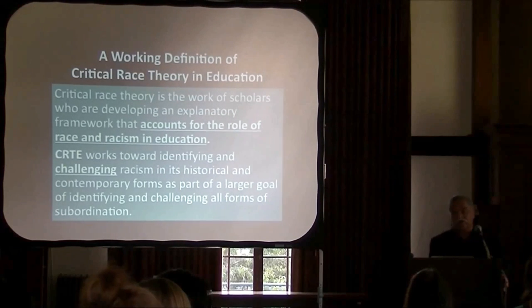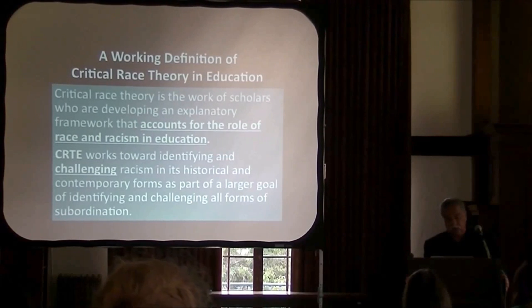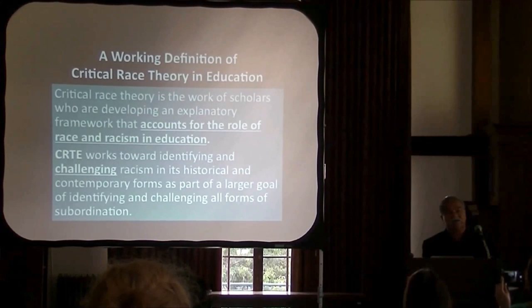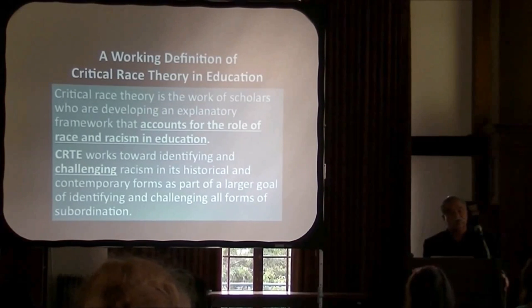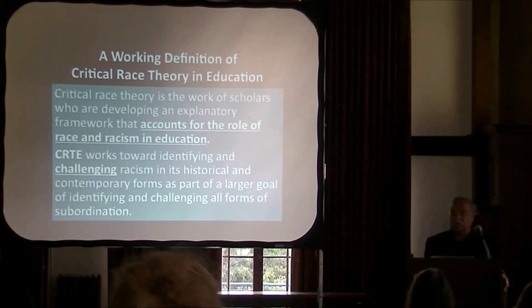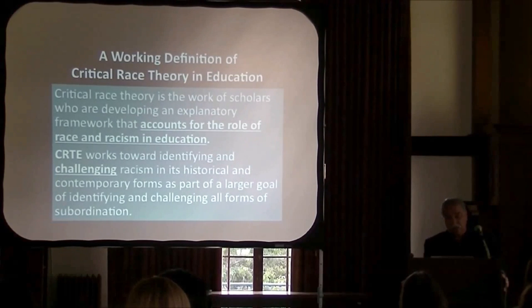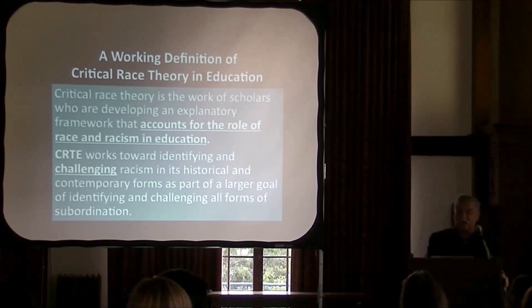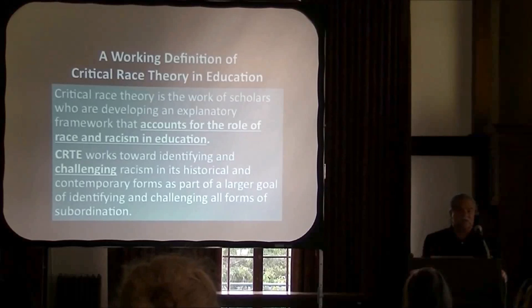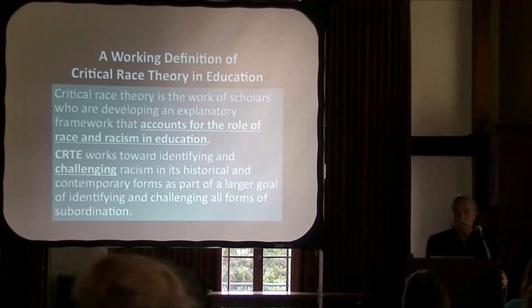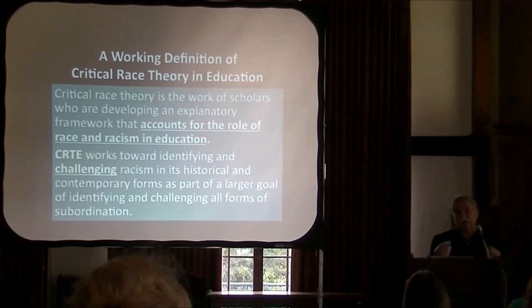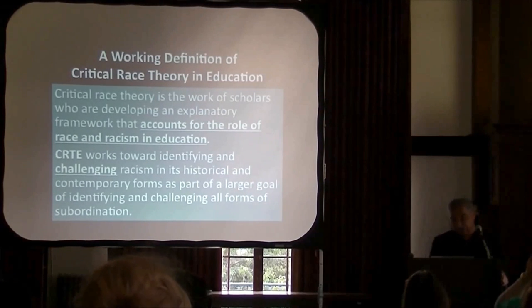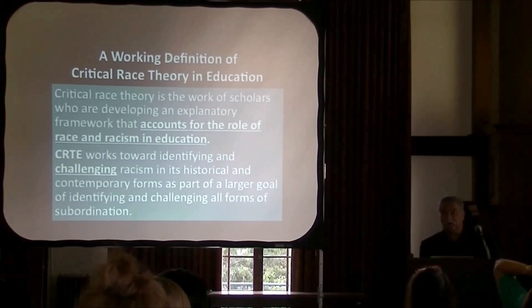But if we continue on, critical race theory in education works towards identifying and challenging racism, so there's that social justice element to it, in its historical and its contemporary forms. So we look at these issues. You'll see many examples I'll give you today that are happening right now. Like I'll give you an example that happened 2 weeks ago at UCLA. But we have to look at these from an historical perspective. History can help us understand what's happening today. This is part of a larger goal of identifying and challenging all forms of subordination. So this is where critical race theory intersects with sexism, homophobia, nativism, etc. And so that's my definition. That's what guides my work, and that's what's been guiding my work since around 1993, 1994, for about 20 years or so.